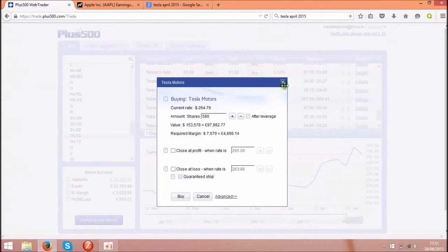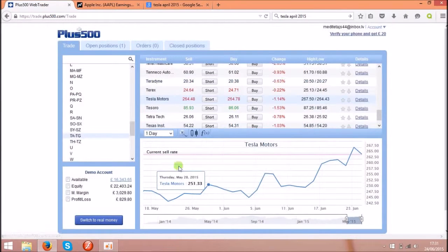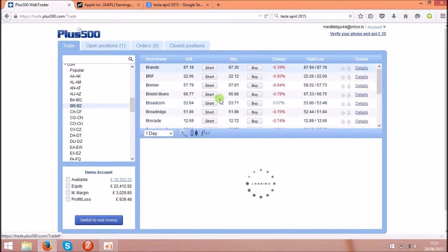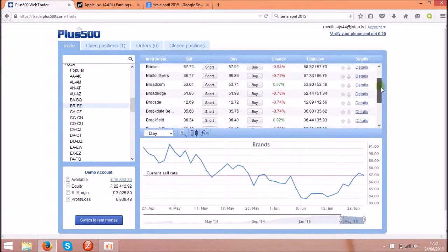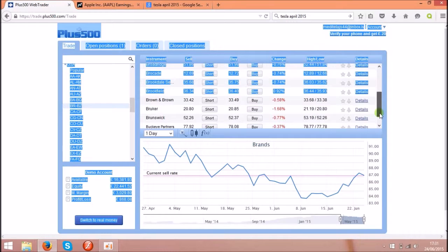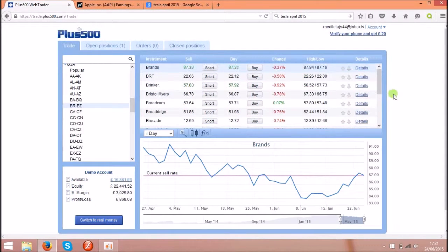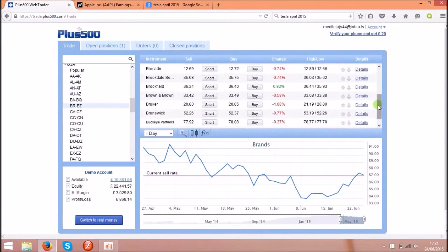So it's one way to make a guaranteed profit online, and a really good profit. Check for yourself, there are millions of shares you can use, and you can make profits. So use history and make profits.